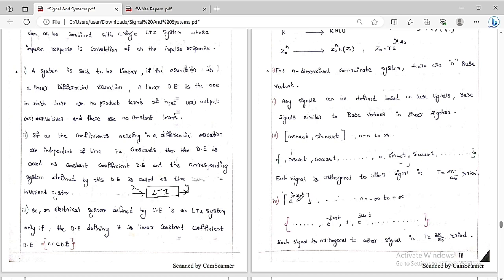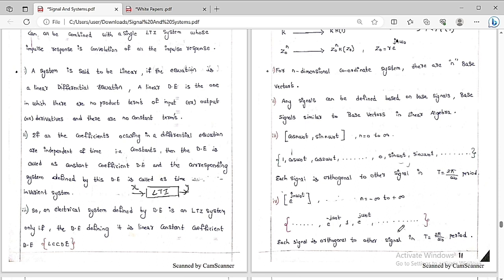For e to the power of j n omega naught t, the value of n lies from minus infinity to plus infinity. If you substitute, you are going to get e to the power of minus j omega naught t, and if you substitute n equal to 0, we get 1, and if you substitute n equal to 1, you get e to the power of j omega naught t, and so on. So n lies from minus infinity to plus infinity, and you can substitute all these values of n to get this whole range. All these are called the base signals.